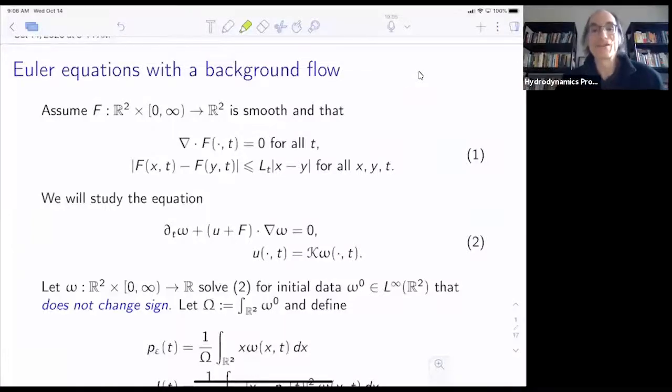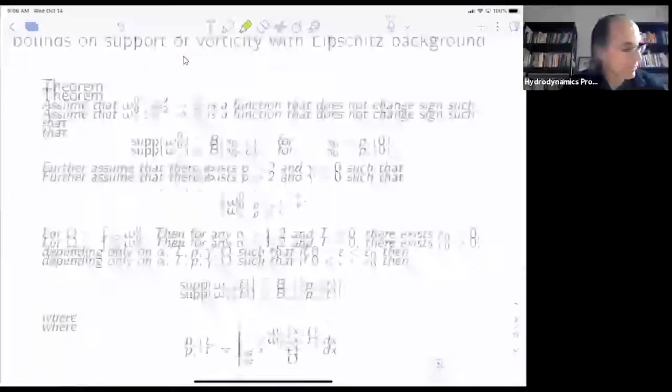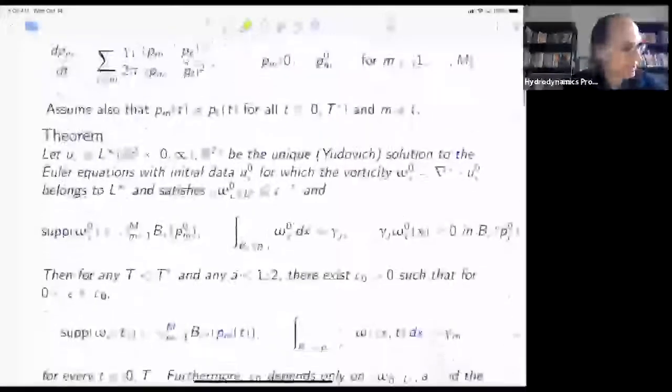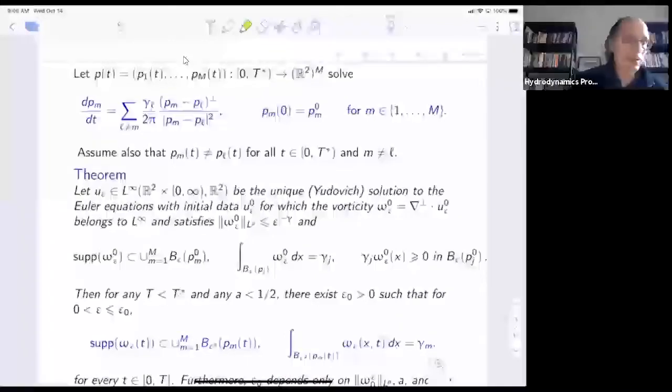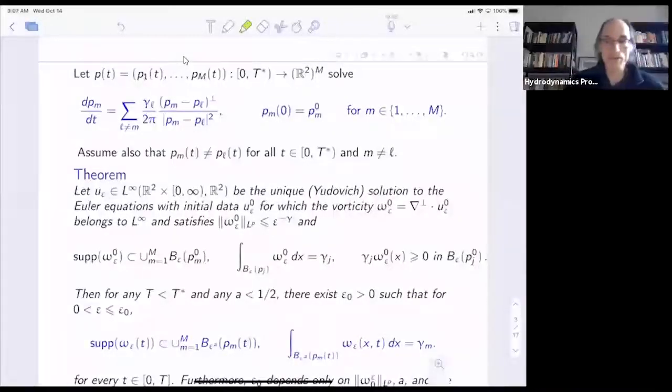Okay, so I remind you that we're in the middle of proving the following theorem, which concerns the solution to the Euler equation in two dimensions with concentrated vorticity.